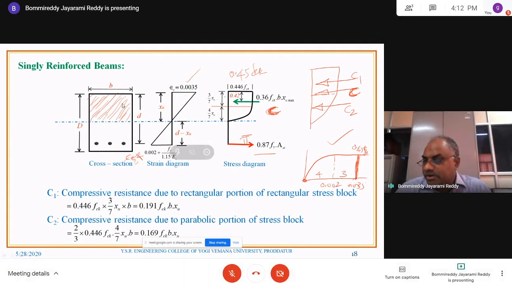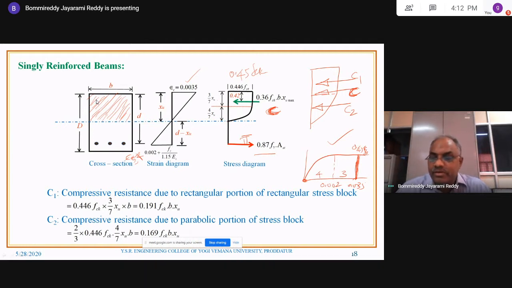If you simply memorize 3 by 7, 4 by 7, you are always under confusion. But if you remember this strain diagram, up to here it is 7 parts. Up to this it is only 4 parts, remaining 3, so you can understand that it is 3 by 7 of xu, and similarly the other one will be 4 by 7 of xu. So do not try to memorize any of the parameters in the diagram. Always understand the clear concept of the parameters, then only you can answer in the examination.